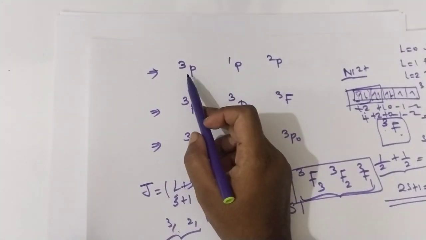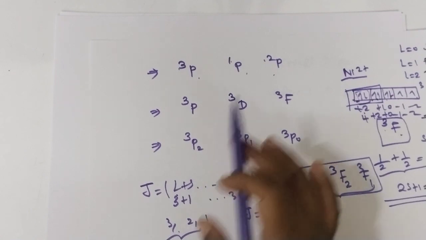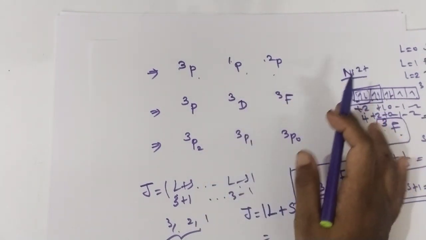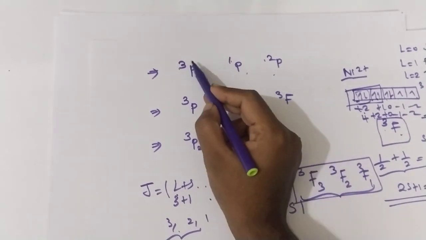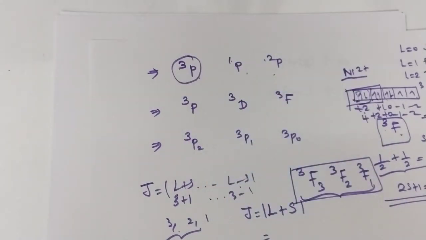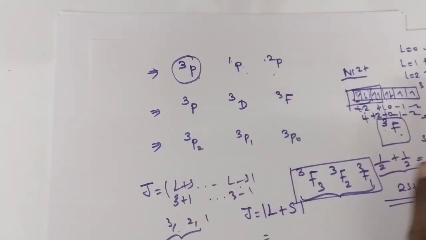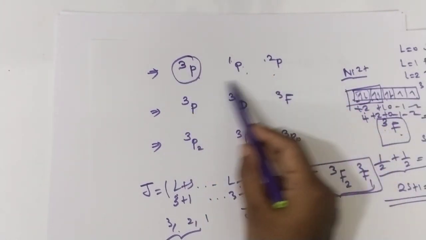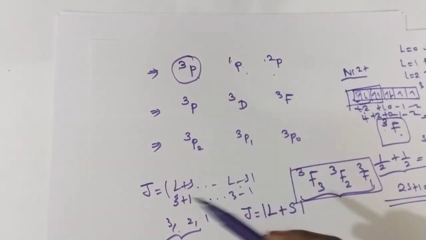See in this example, 3P, 1P, 2P, right? So among these three, which is having greater 2S plus 1 value? This one, right? Hence this is the ground state term symbol because the term P is same. P is same, but you have to look for the spin multiplicity 2S plus 1 value, which is having higher value, it is 3P. Hence this is the ground state term symbol. Okay, so this is how you have to find out.